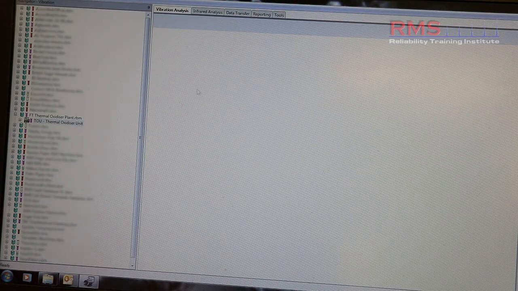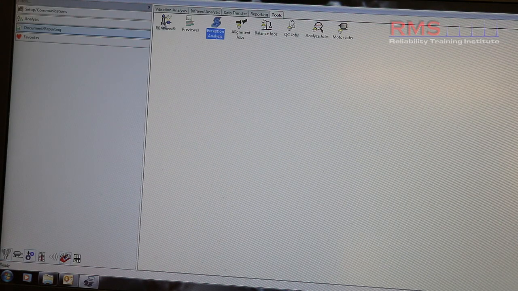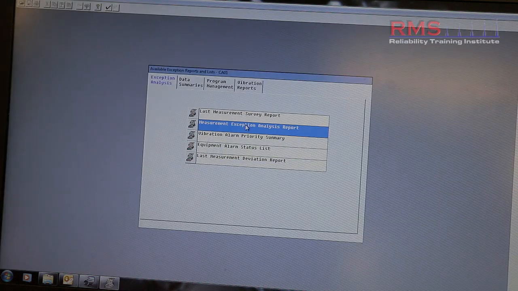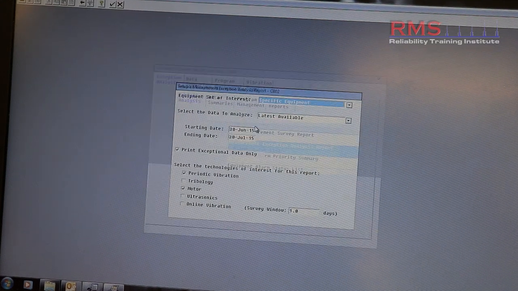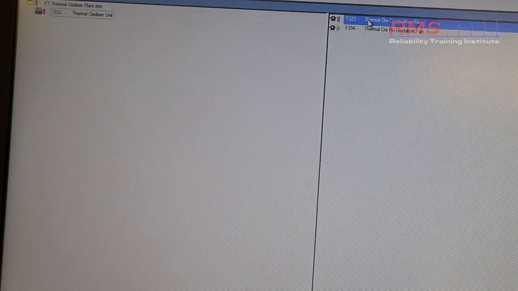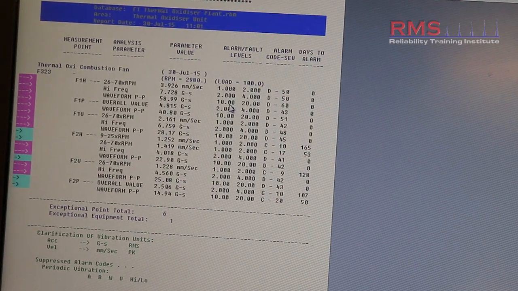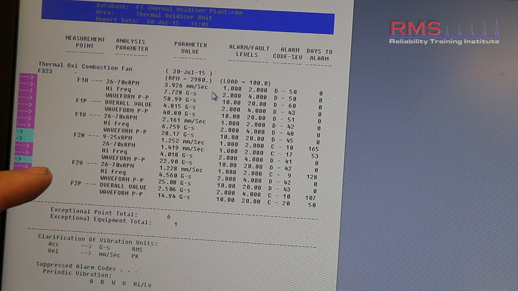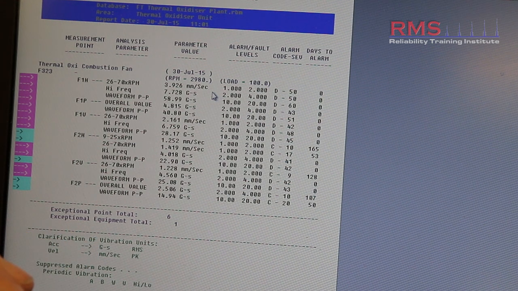Right. What I'm going to do first, I'm going to run an exceptions report on the readings that were taken off this fan. And we're just going to see what alarms we're getting and what parameters have gone into alarm. So I'm going to select the combustion fan. There we go. And this is basically showing all the alarms that were broken. I've got a good setup on this fan. The alarms have been set for it. So any that go over, there's a potential issue there.